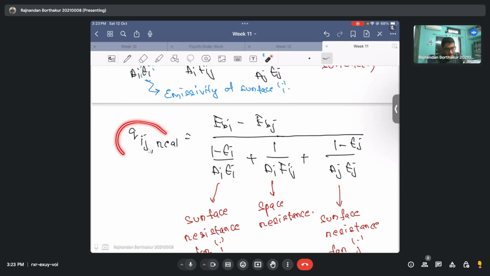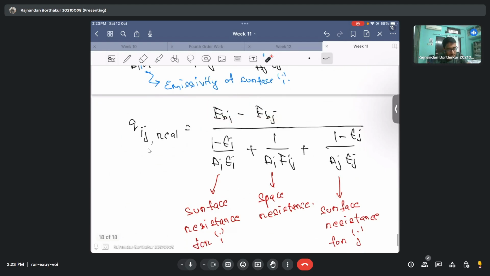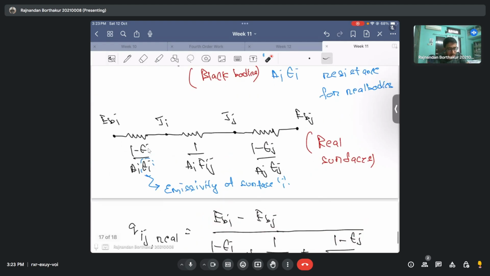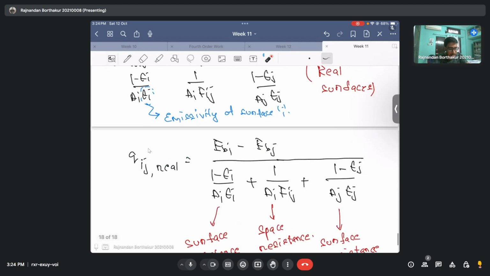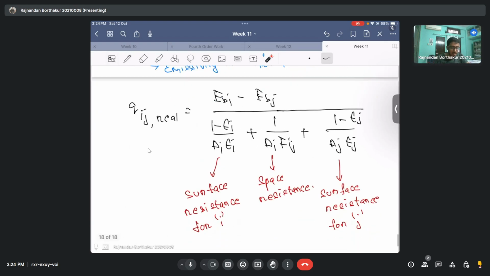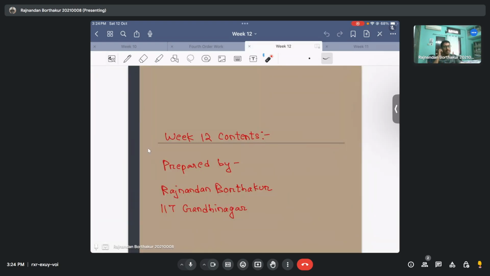We ended our discussion by writing the net radiation exchange between two surfaces if they are real, written in terms of the resistances, where the emissive powers were just the nodes. For instance, it was just EB1 minus EB2 divided by the resistances. For two surfaces, we have two surface resistances owing to their emissivities, plus one space resistance written in terms of area and view factor. This is what we did in the last class.